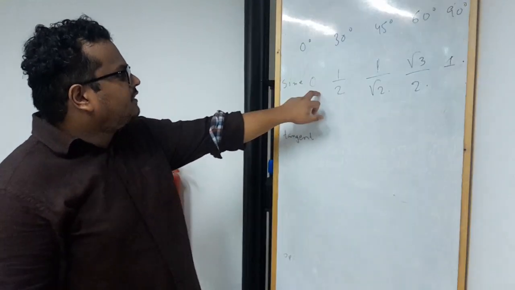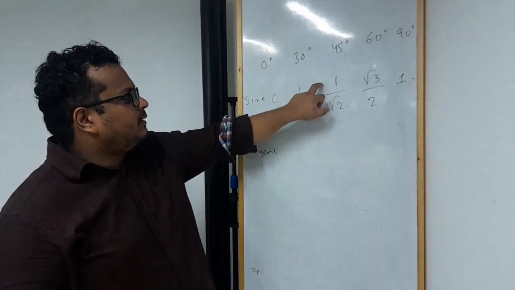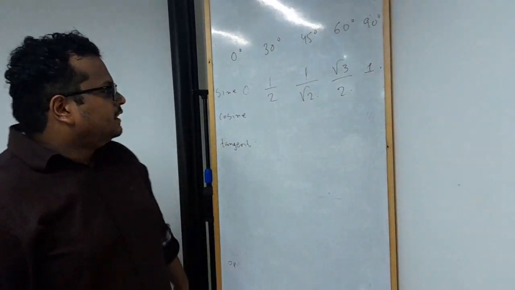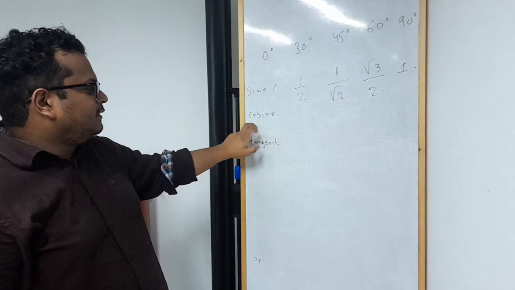So sine of 0 is 0, sine of 30 is half, sine of 45 is 1 by root 2, sine of 60 is root 3 by 2, and sine of 90 is 1. If you remember sine, you can easily find out cosine and tangent.